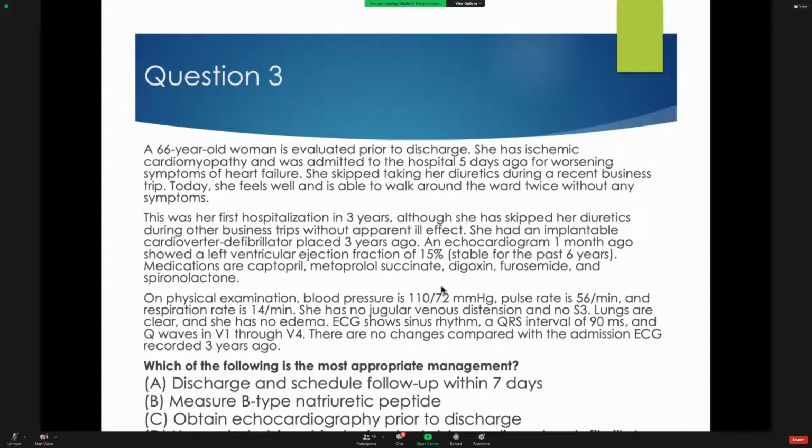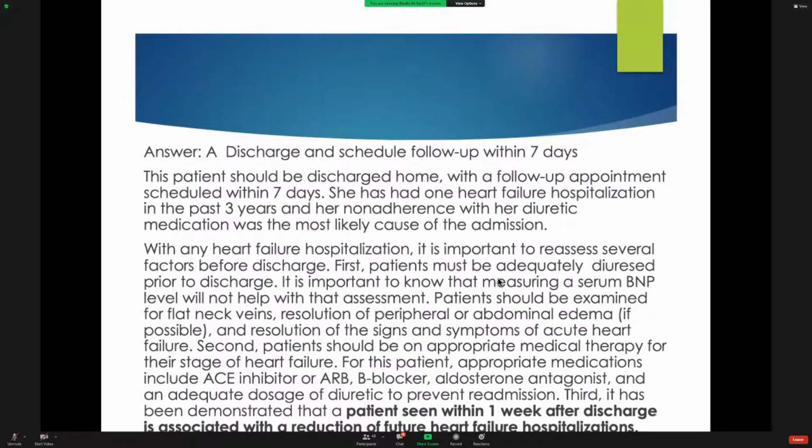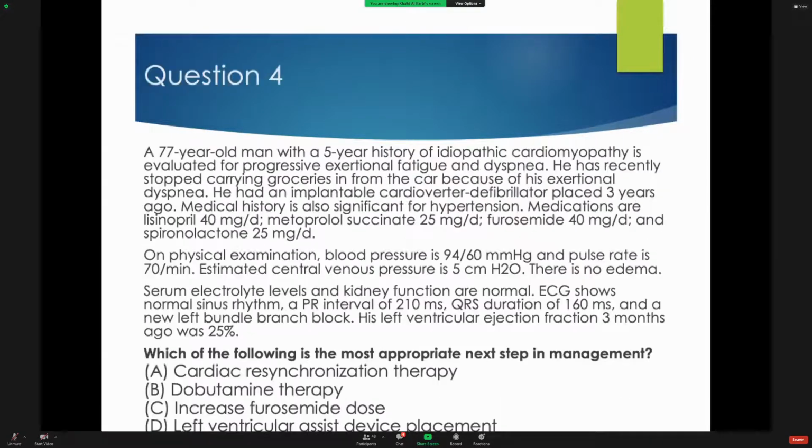Okay, so the answer here is A. You will discharge her and reschedule follow-up in 7 days because she doesn't have symptoms. No need to measure the BNP. The echo was recent and stable, and there is no indication to upgrade her from ICD to CRT. Okay, excellent.